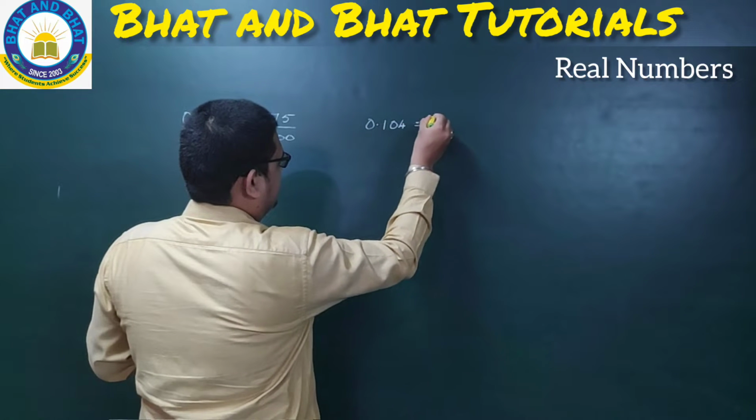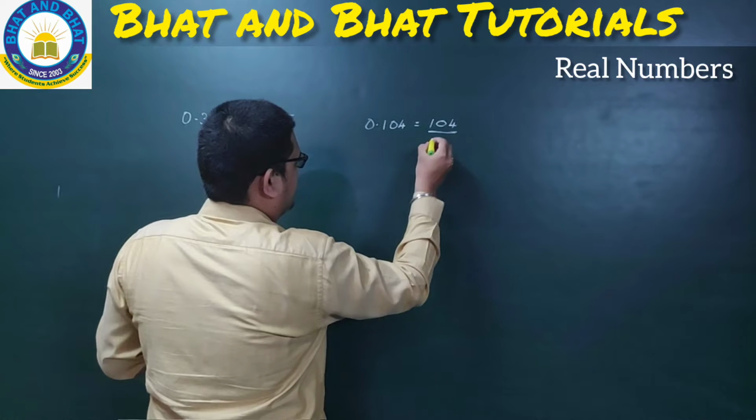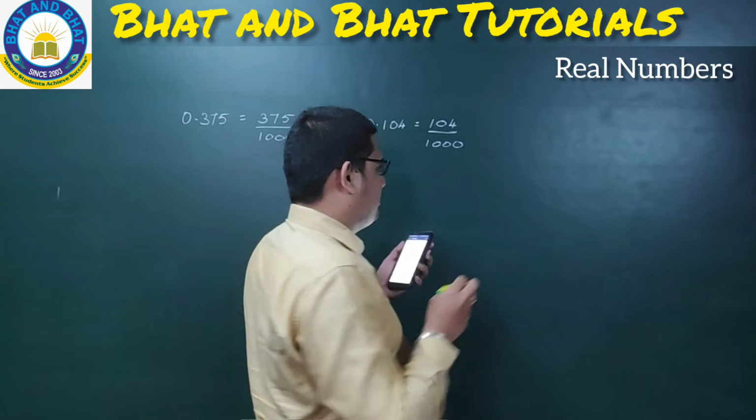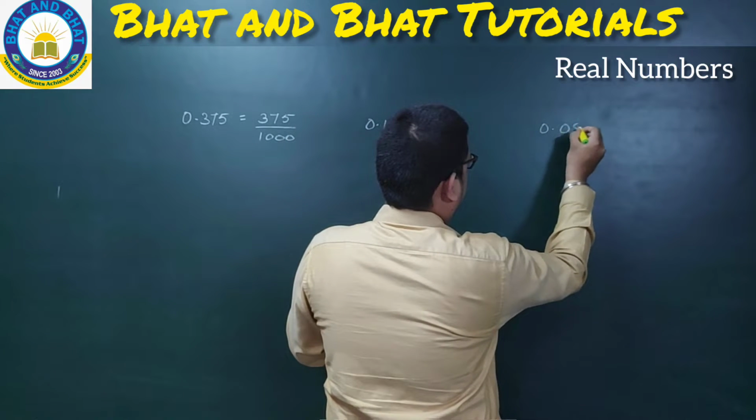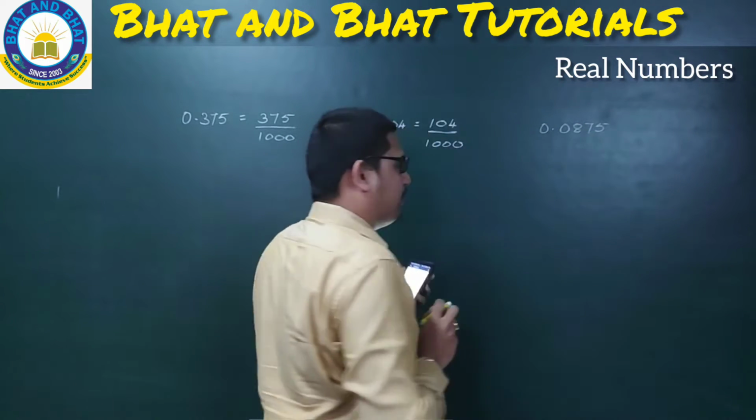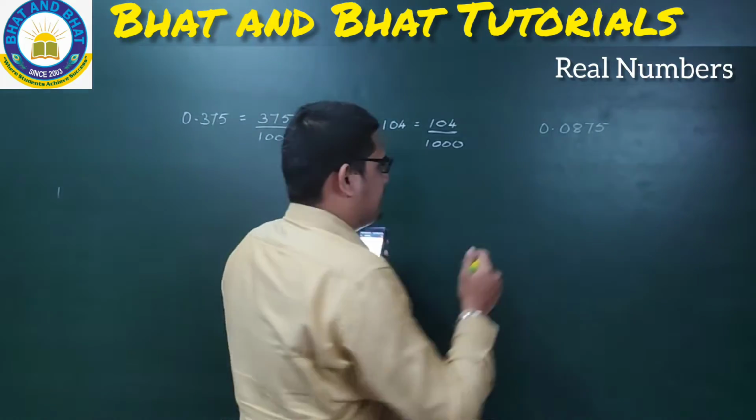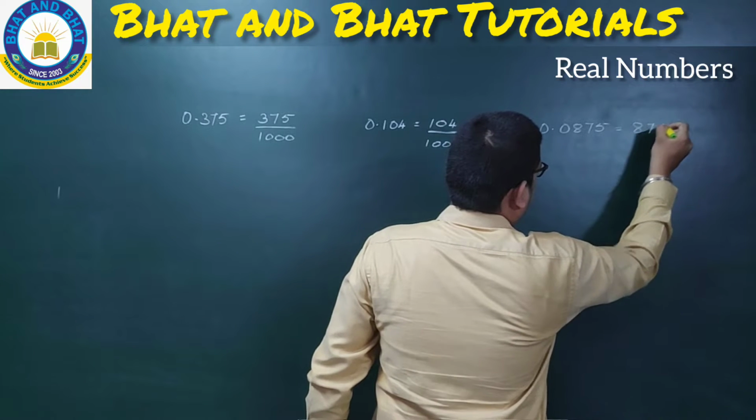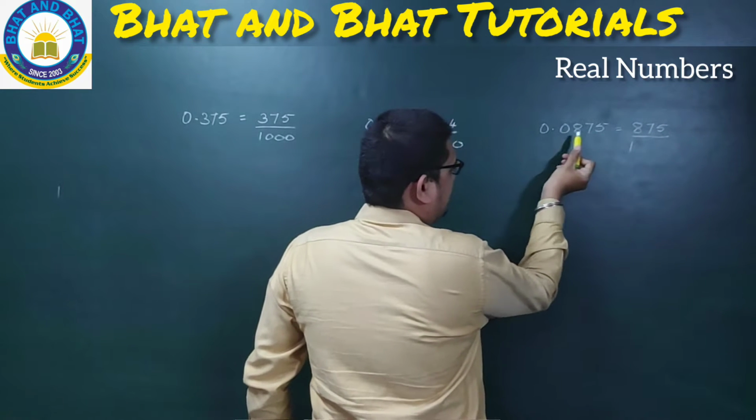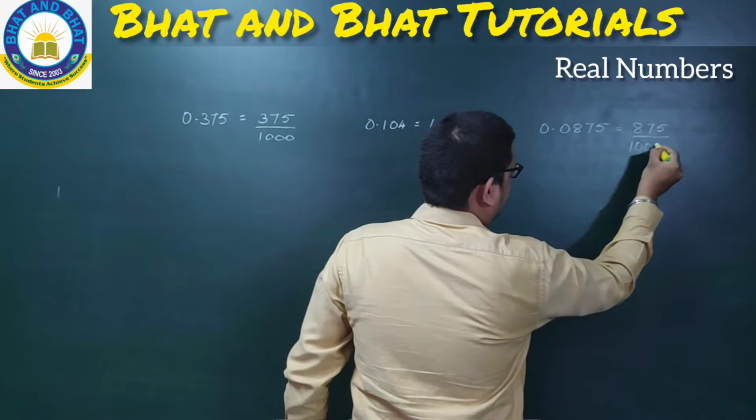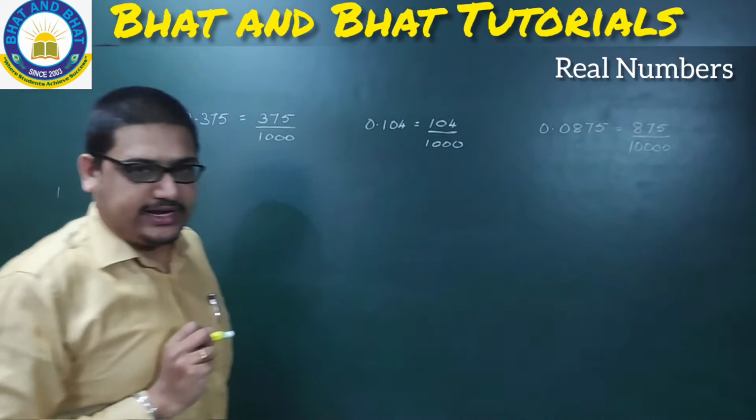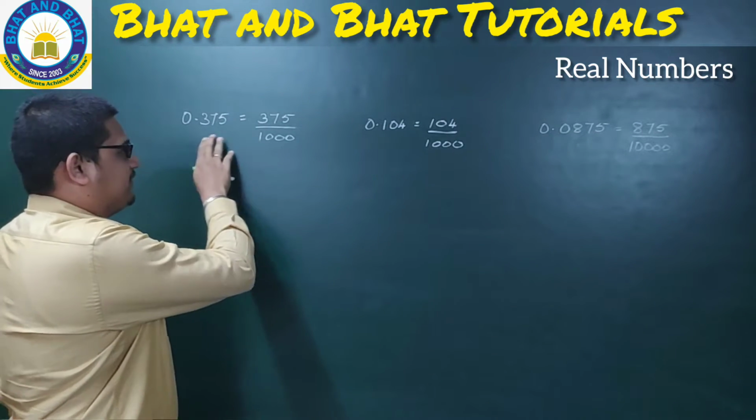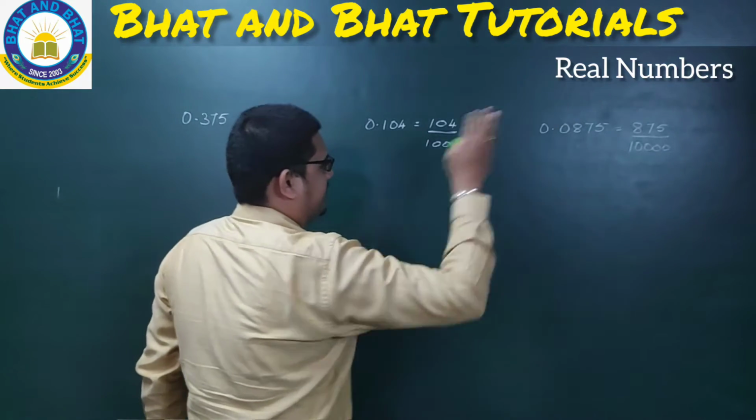Similarly, let me take one more example, 0.104. Again, this can be converted into p by q form by writing like this. Let me take one more example, 0.0875. This can be converted into p by q form like this: 875 divided by 1 followed by 4 zeros. Correct? So I have taken 3 examples: 0.375, 0.104, 0.0875.